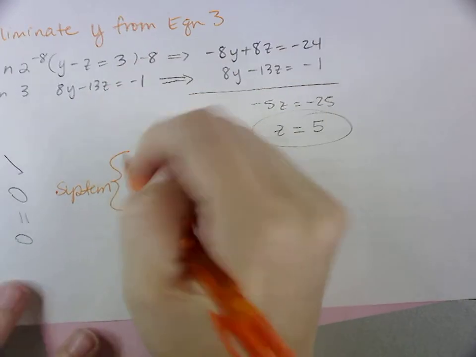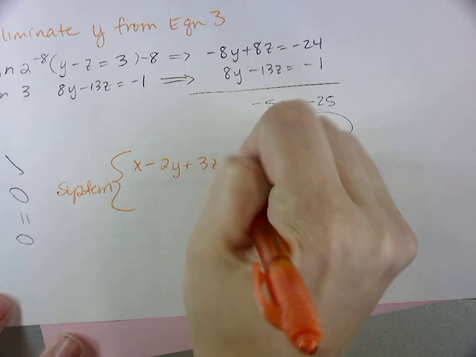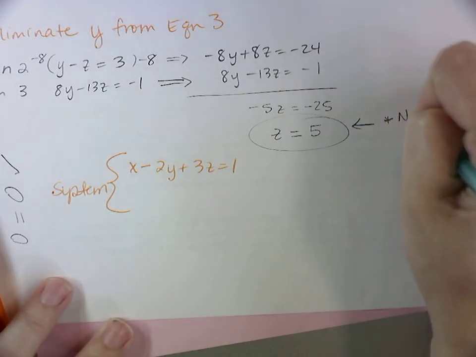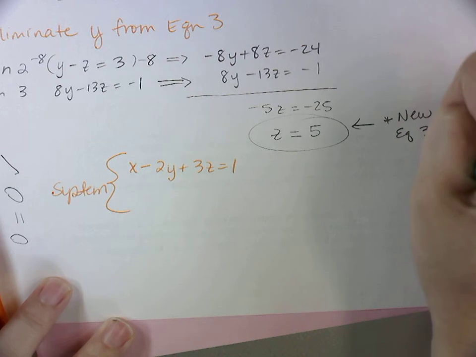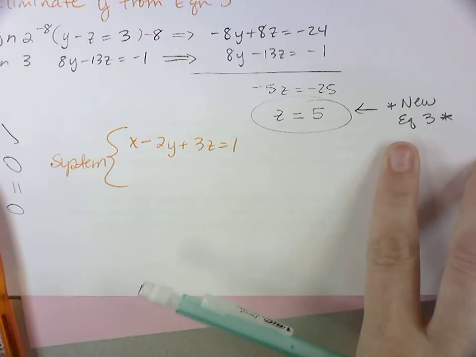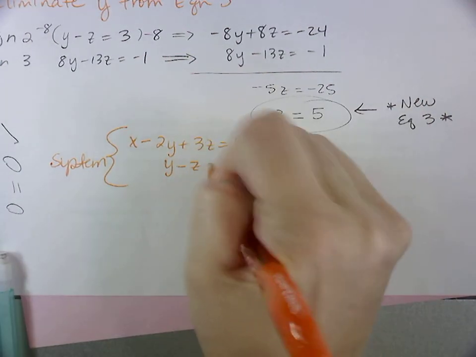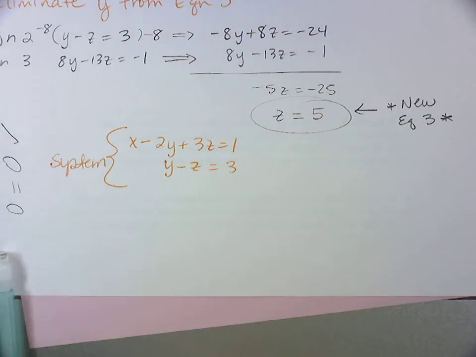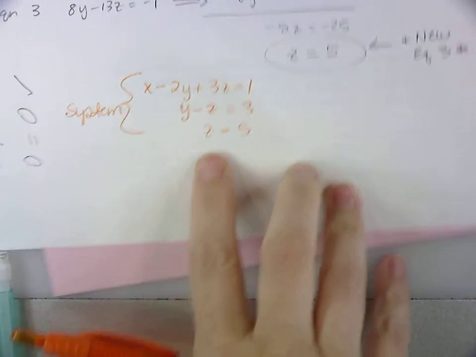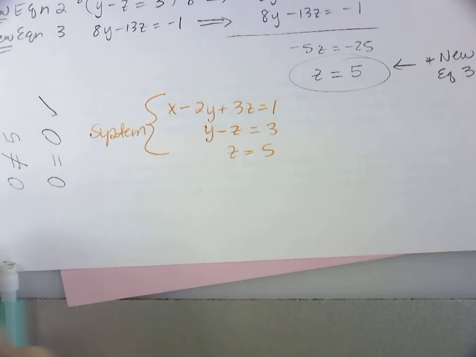So okay, your new system is x minus 2y plus 3z equals 1. And this is now your new equation 3. So we had to do 2 new equation 3's. This is your final one, because with equation 3, how many variables did we have to eliminate? 2. So the first time we eliminated the x, then we eliminated the y. So this is going to be your new system. So you keep one equation.